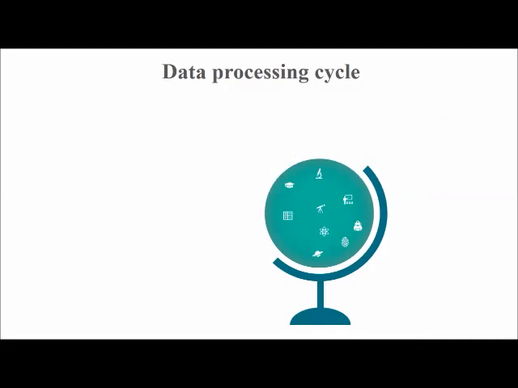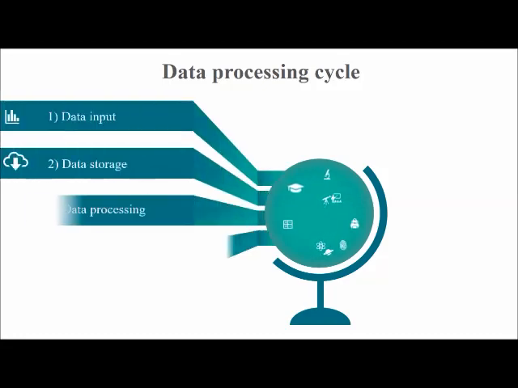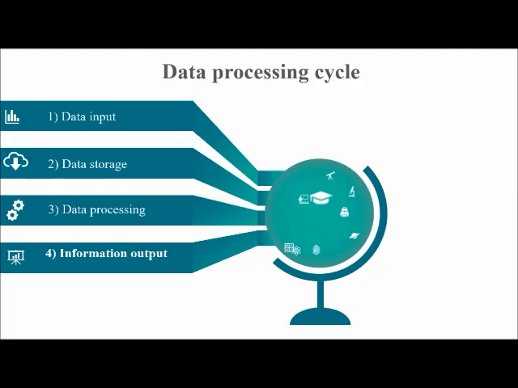After illustrating the transaction cycle, now let's move to the data processing cycle. What do we mean by the data processing cycle? The data processing cycle is the operation performed on data to generate meaningful and relevant information. The data processing cycle consists of four main steps. The first step is data input. The second, data storage. Third, data processing. Fourth, information output. Each step will be illustrated in detail.